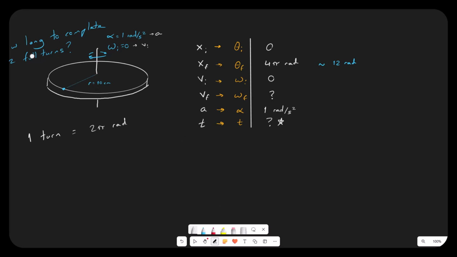Turns out for this, how long to complete 2 full turns? Well, the radius of the wheel doesn't matter. This spot over here is going to take the same amount of time to complete 2 turns as the spot on the far edge is going to take.